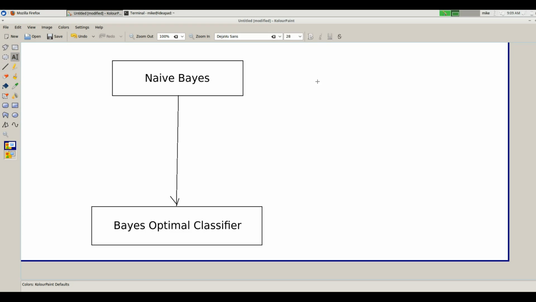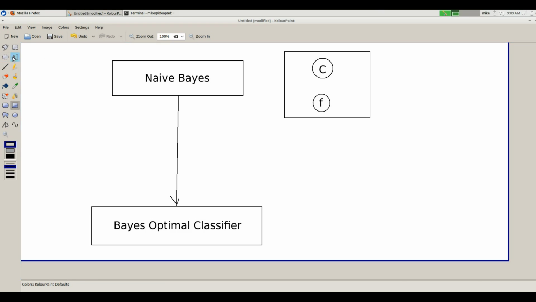If we were to draw it in terms of a graphical model, I'm going to use the letter C for a classification, and I'll use the letter F for features. We're going to assume that for every point in your data set where you have n training data points, every set of features that you get is caused by the class label.